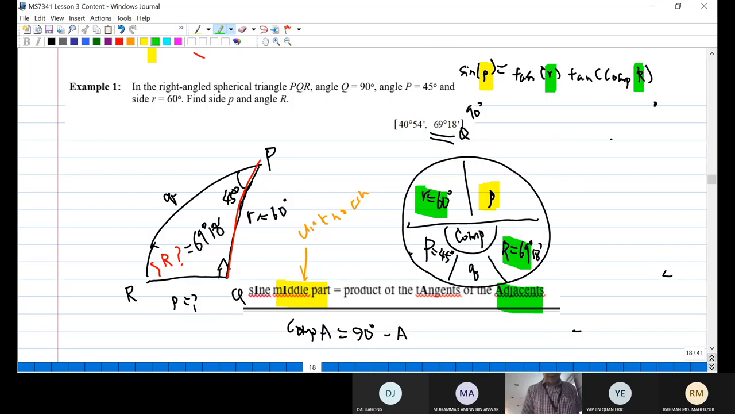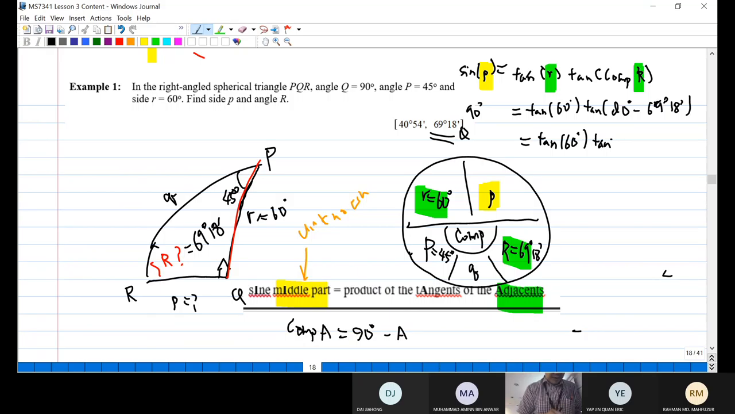So I use this second Napier rule. So this will give me sine P equals tangent 60 degrees, tangent co-R. So let's say co-R is 90 degrees minus R. R is 69 degrees, 18 minutes. So the tangent of 60 degrees and 90 degrees minus 69 degrees 18 minutes. So the last calculation here.